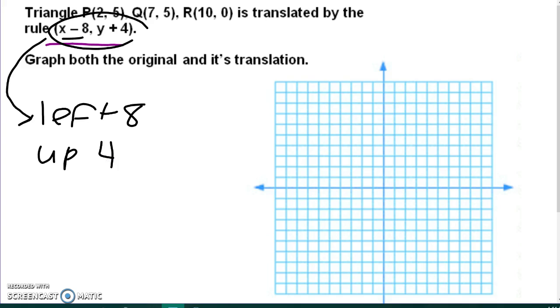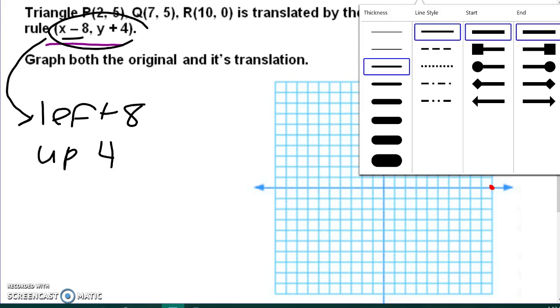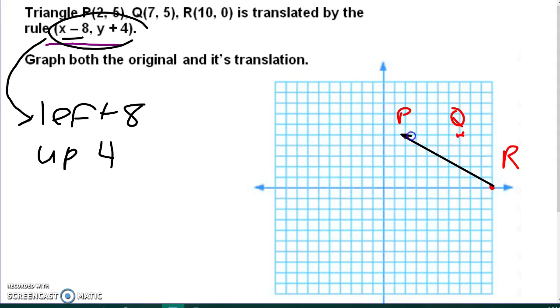Okay, so triangle P is at 2, 5. There's P. Q is at 7, 5. And R is at 10, 0. Okay, so I'm going to connect those. Okay, so that's my original, and now I'm going to translate it by going left 8 and up 4 from each of those. So now I'm going to do P prime.